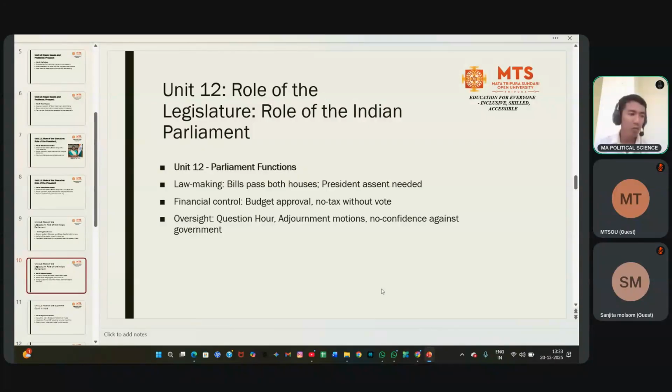When there are fewer members, there is no majority. अगर पार्लियामेंट में मेजोरिटी नहीं रहा तो नो कॉन्फिडेंस मोशन पास करके गवर्नमेंट को हटा भी सकते हैं. So this is the power of the parliament.